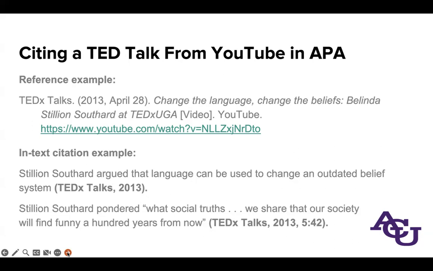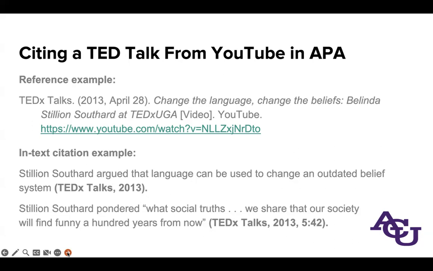So this means that even though Dr. Stillian Southard is the TEDx speaker, we need to parenthetically cite TEDx Talks so the reader can match the citation to the reference at the end of the paper. At the end of both my example sentences, the paraphrase and the direct quote, I've put TEDx Talks, 2013, in parentheses. To identify the speaker, you can put their last name.